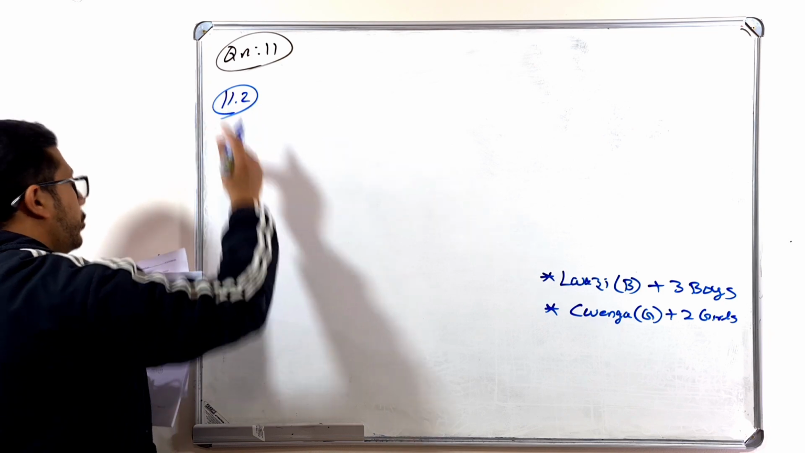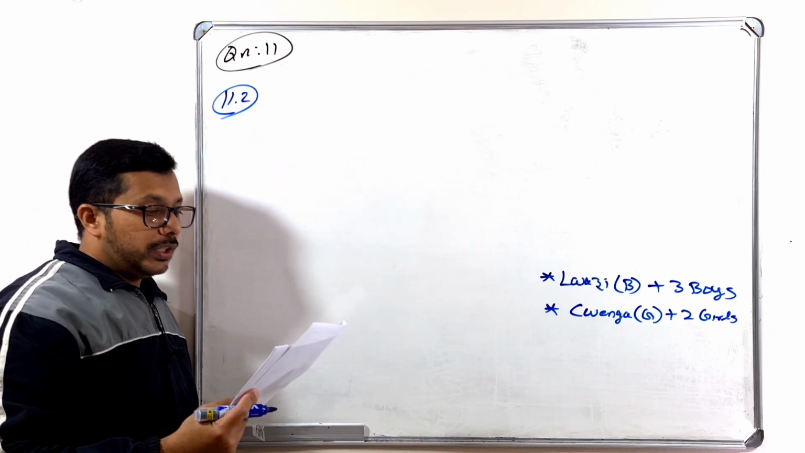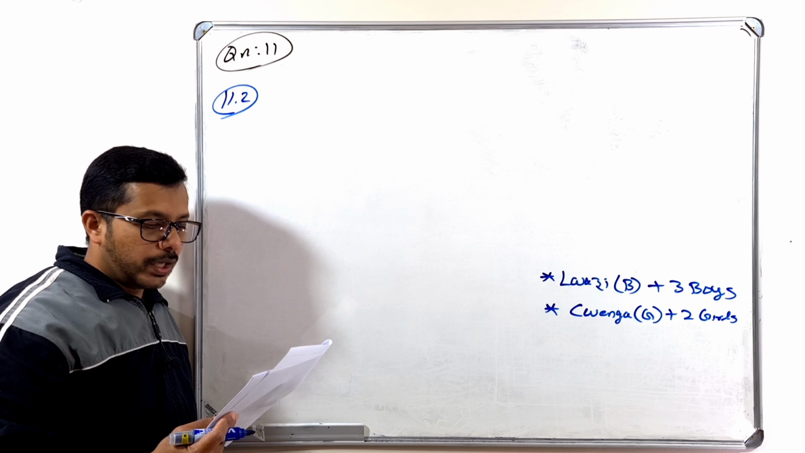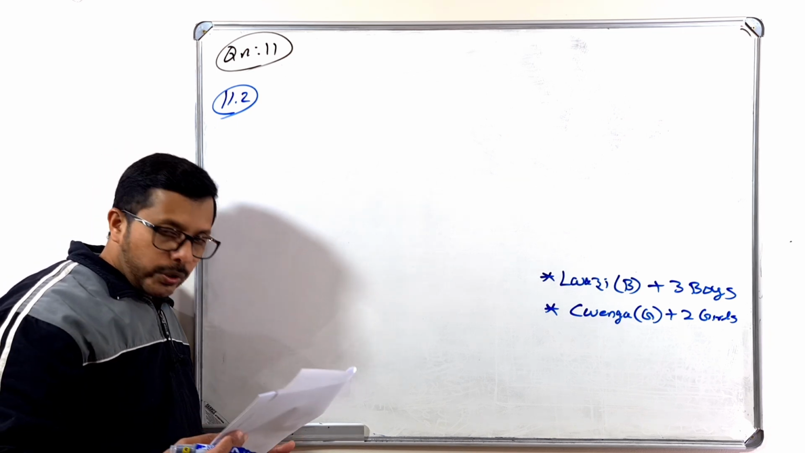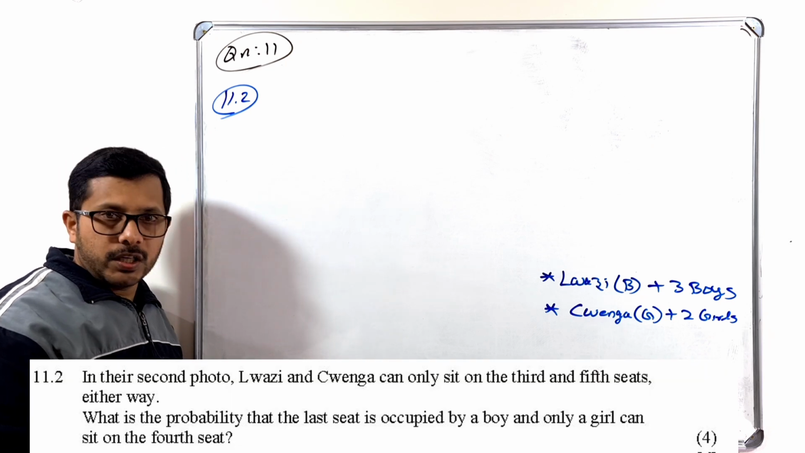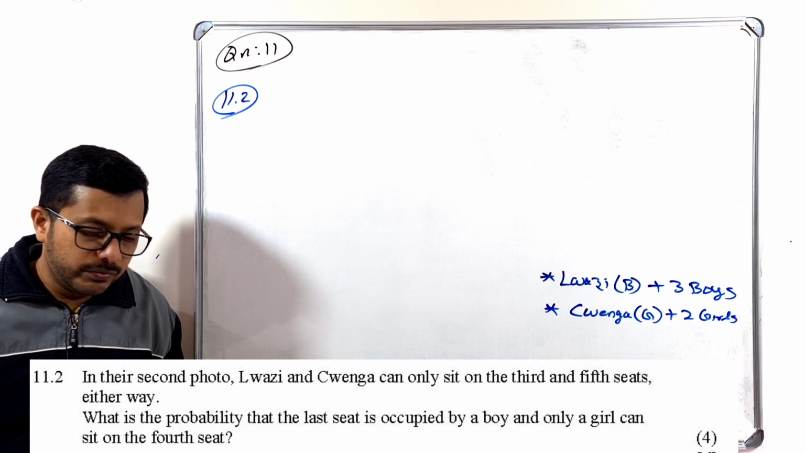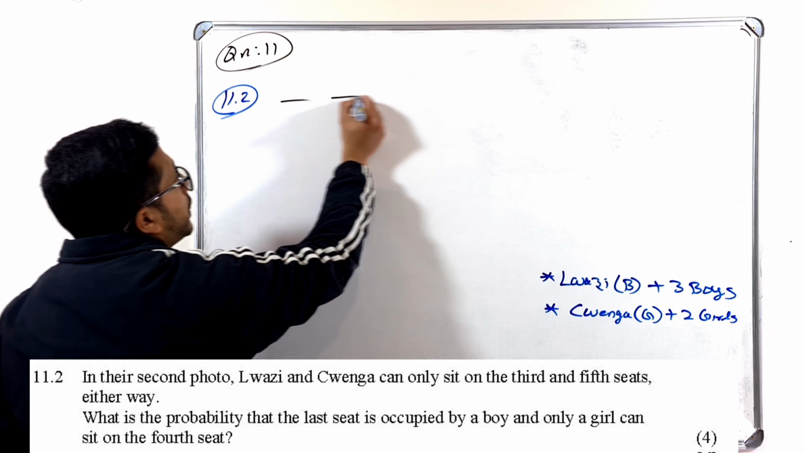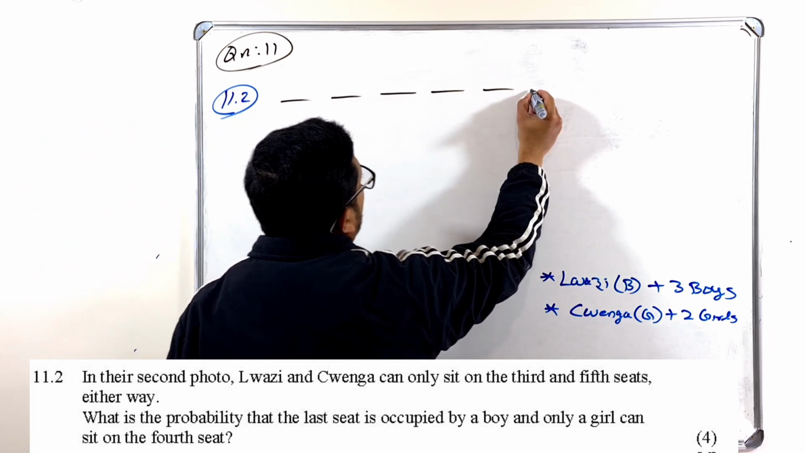What is that question? In their school photo, in their second photo, Luasi and Zwenga can only sit on the third and fifth seats either way. What is the meaning of that? That head boy and head girl, Luasi and Zwenga, want to sit on the third and fifth seats either way. So how many seats are there? 7. 1, 2, 3, 4, 5, 6, 7.